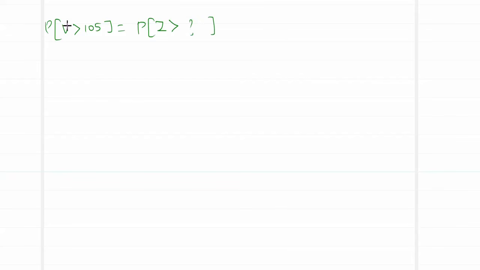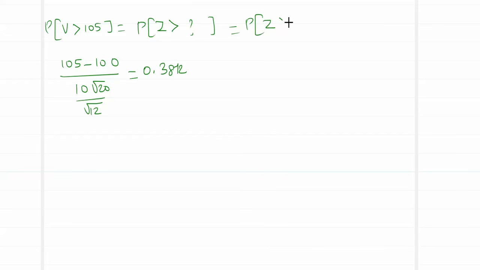105 minus 100 divided by 10 into square root of 20 divided by square root of 12. Take out your calculators, estimate the value and arrive at 0.3872. So I have Z greater than 0.3872. So what is our next step? To identify it with the normal distribution.